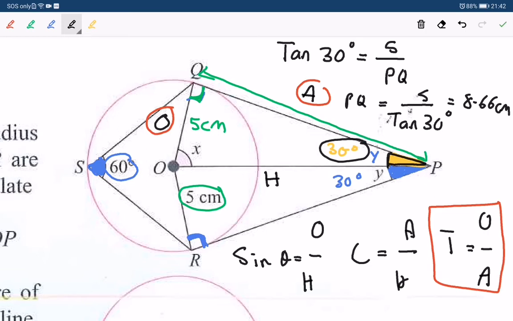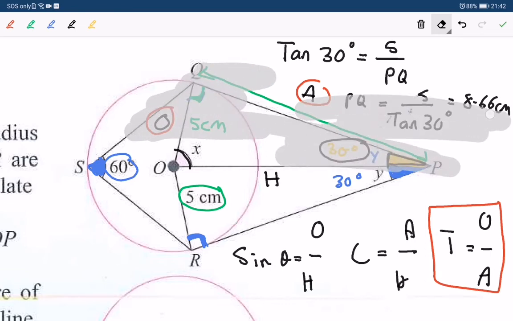Okay, this is if we use this angle, Y equals 30. How about if we want to use the other angle? Because we already know the value of X. Okay, I erase this one first.